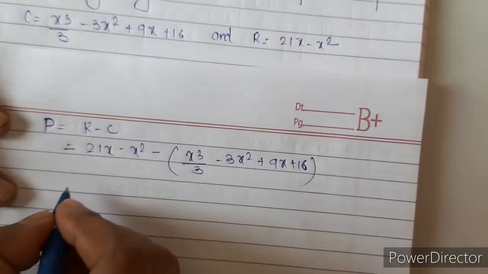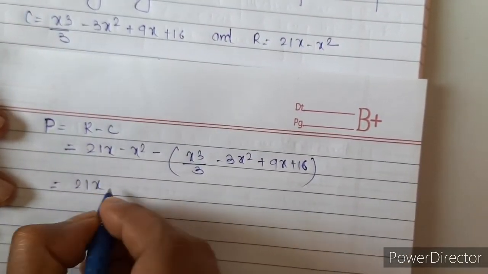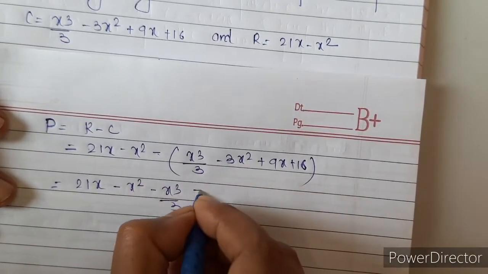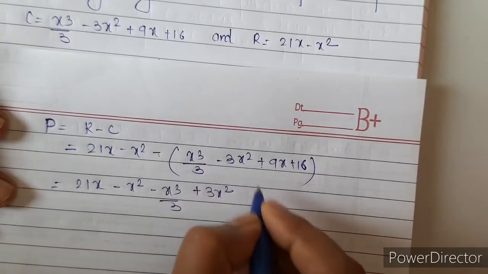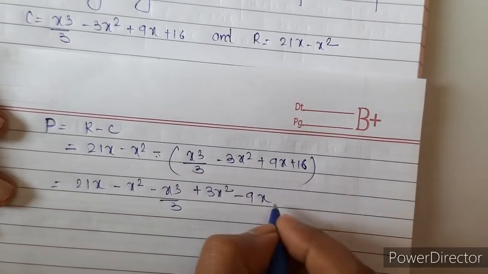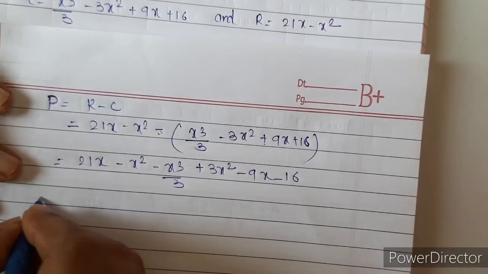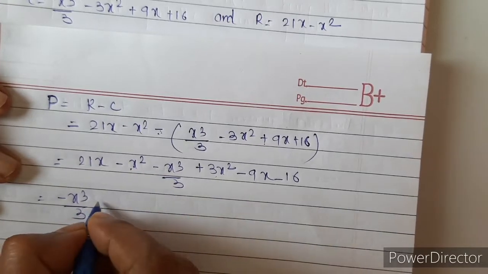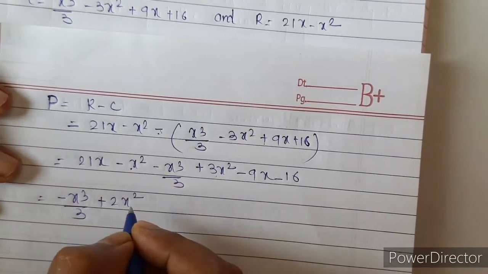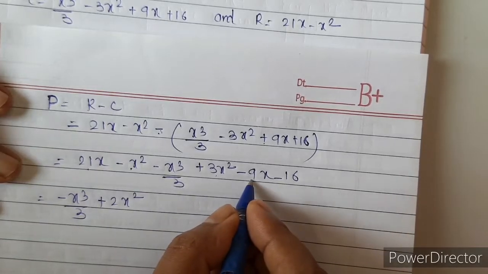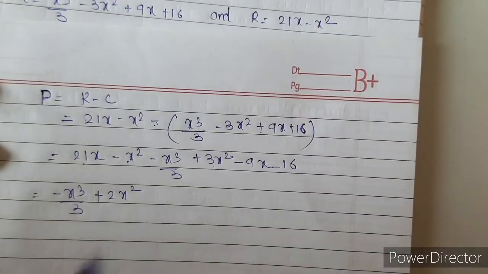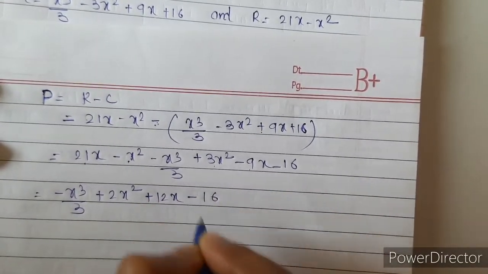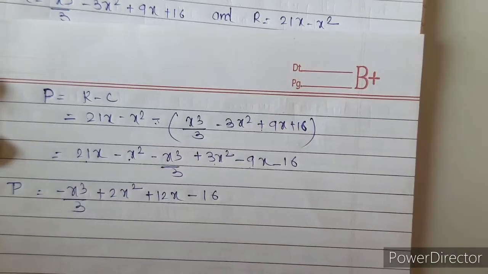Okay. Now we just have to simplify this. We have 21x minus x square minus x cube by 3. This minus minus will become plus, minus plus minus, and last is minus. So we can write this as minus x cube by 3, minus x square plus 3x square is plus 2x square, 21x minus 9x is 12x, and remaining is minus 16. So this is our profit function.